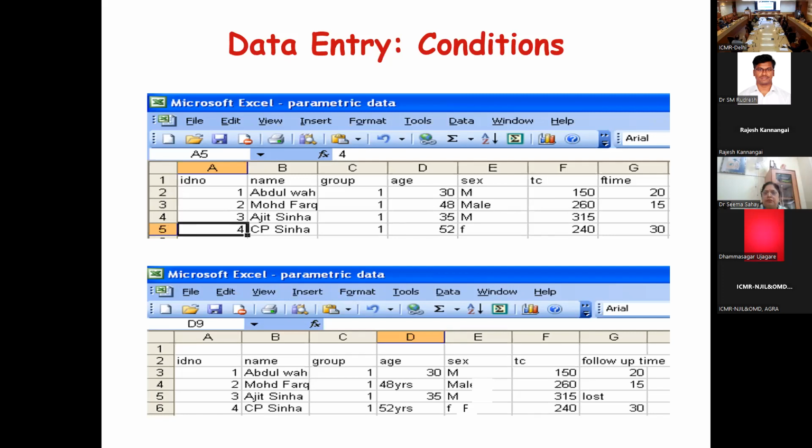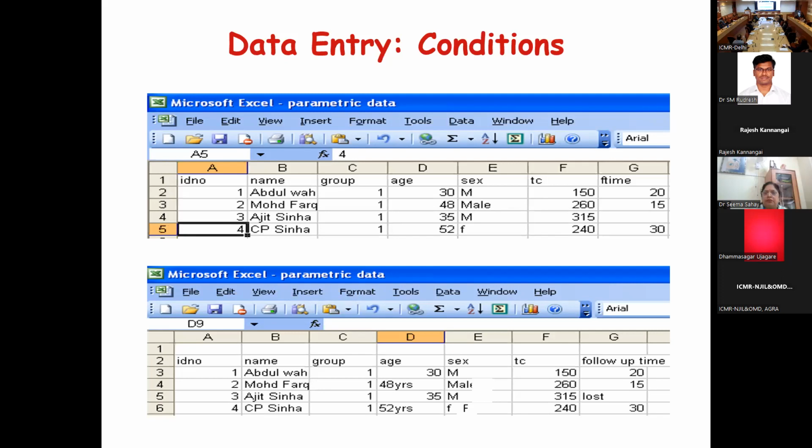And also see, what are you entering? You are entering a quantitative variable or a categorical variable. It has to be either alphabet or numbers. It cannot be both. Like, for example, age.